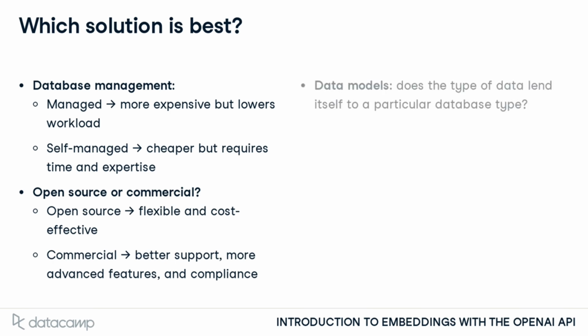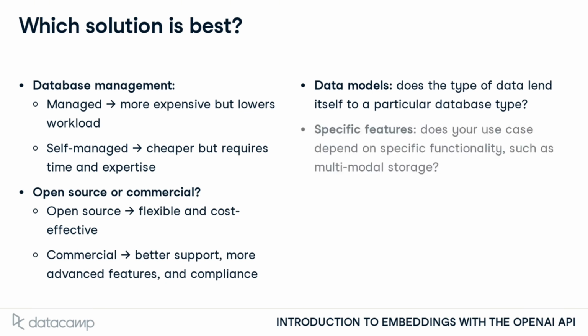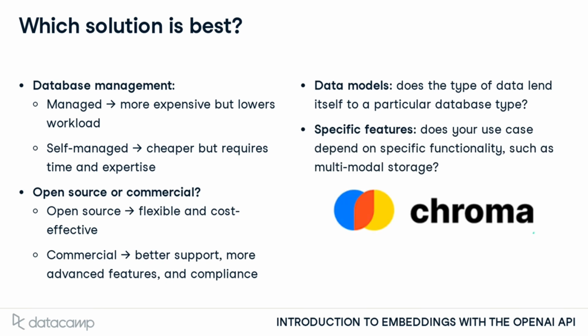We should also ask ourselves if our data lends itself to a particular database type. As discussed, there are several NoSQL architectures utilized by different database providers. Finally, does the use case depend on specific functionality, like embedding and storing both text and images for a multimodal application? In this course, we'll be using Chroma, as it's open source and quick to set up. At the end of this course, we'll provide resources for learning more about other solutions.